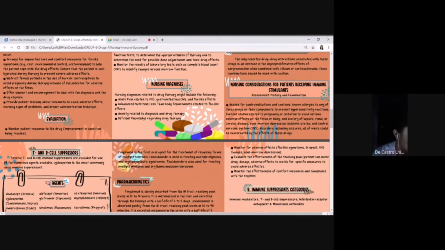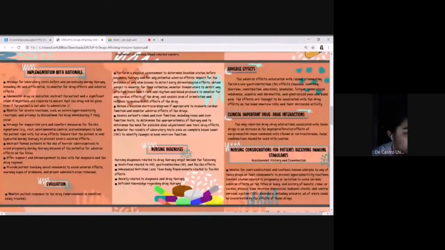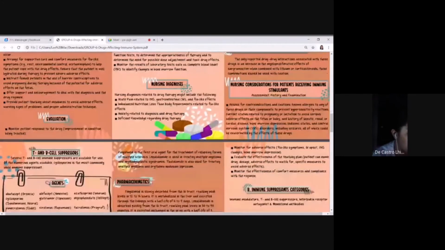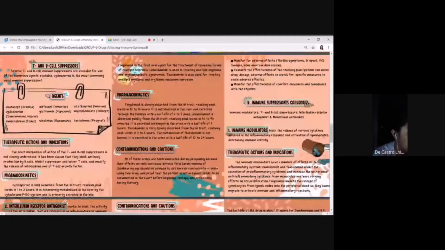Inspect for the presence of any skin lesions to detect early dermatological effects. Obtain weight to monitor for fluid retention. Monitor temperature to detect any infection. Check heart rate and rhythm and blood pressure to monitor for any cardiac effects of the drug. And assess level of orientation and reflexes to evaluate CNS effects of the drug.